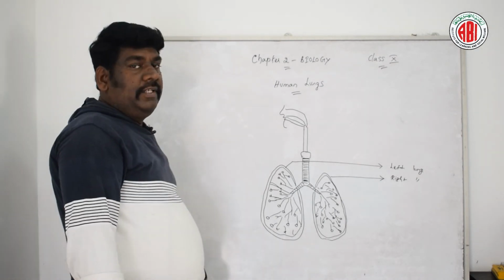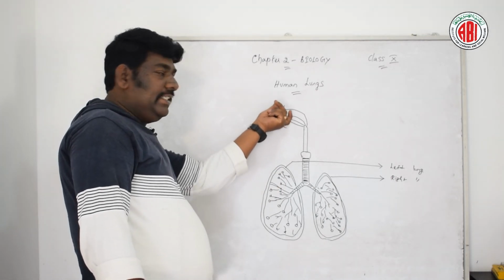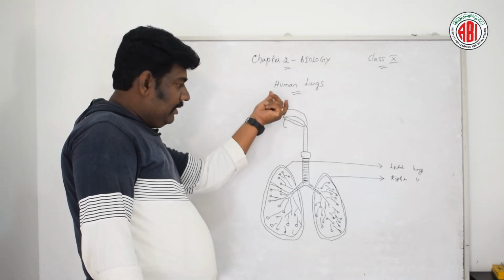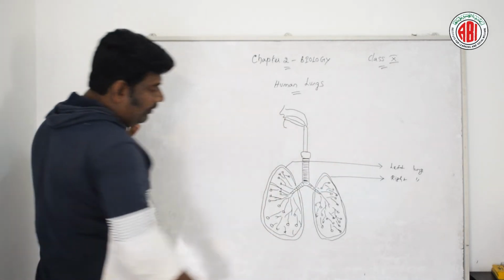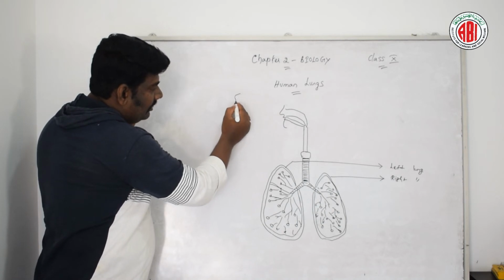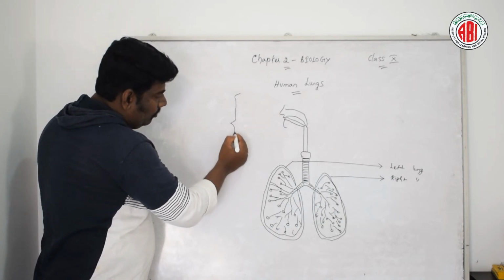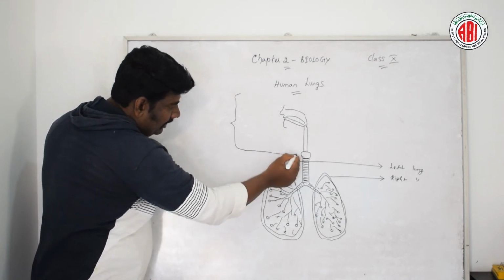Next, let us start from the nasal cavity, from the top. When you label the human lung, especially from the face and mouth, from here to this structure, you can see a box like structure.